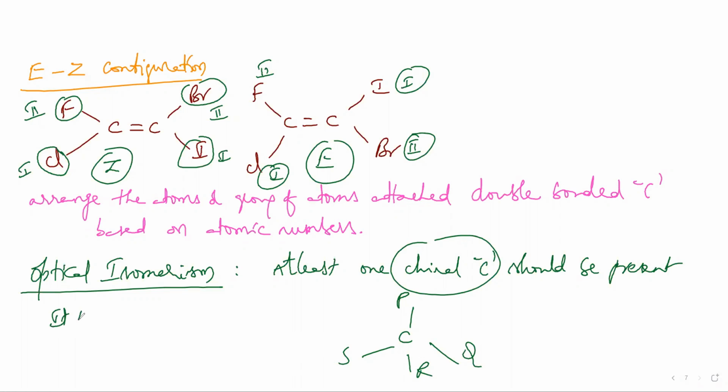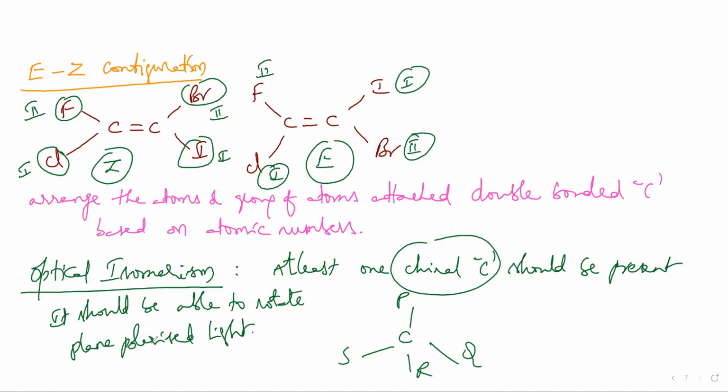Next, the compound should be able to rotate plane polarized light. The compound should be able to rotate plane polarized light. So, if any compound is satisfying these two conditions, then it is said to be optically active. Then types.